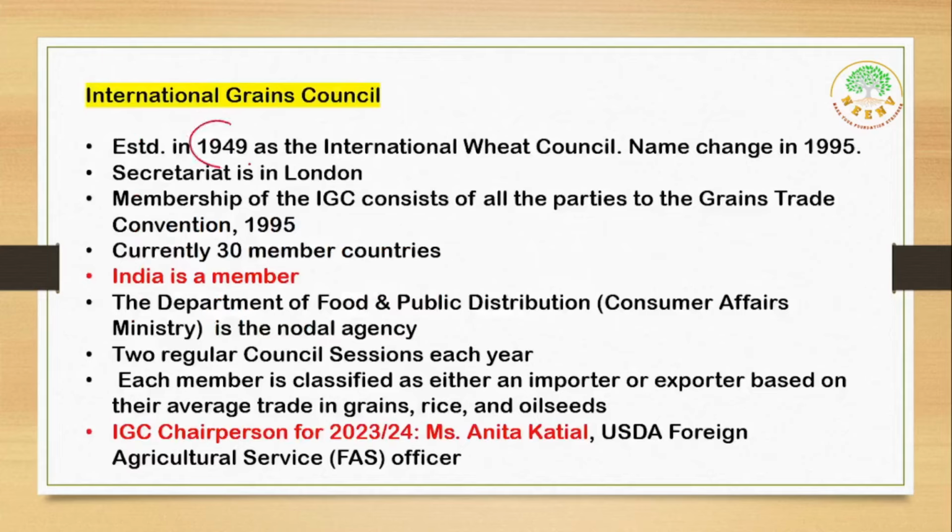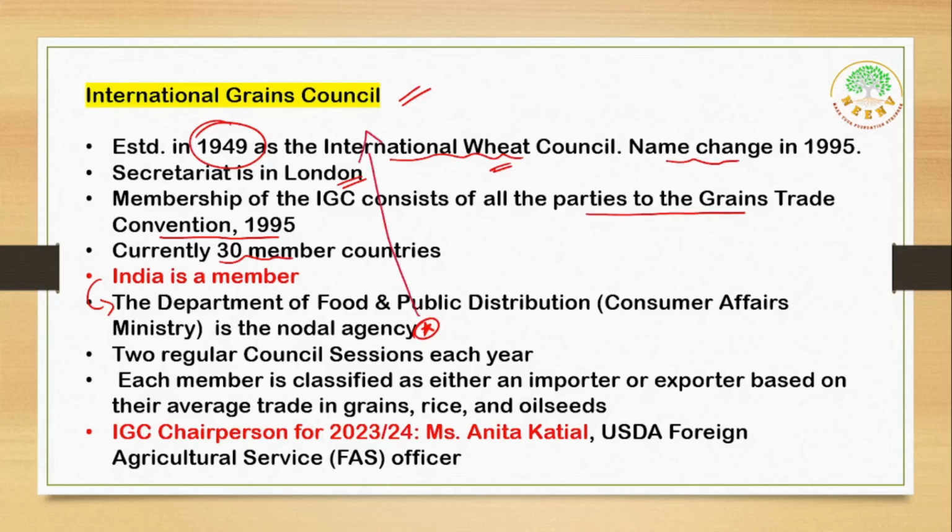It was established in 1949 as the International Wheat Council, and finally in 1995 the name was changed to International Grains Council. The secretariat of this International Grains Council is located in London. It has almost 30 members, and the members are all the parties to the Grains Trade Convention of 1995, and India is a member of this International Grains Council. And the Department of Food and Public Distribution, which comes under the Consumers Affairs Ministry, is the nodal agency from India which will deal with the International Grains Council.